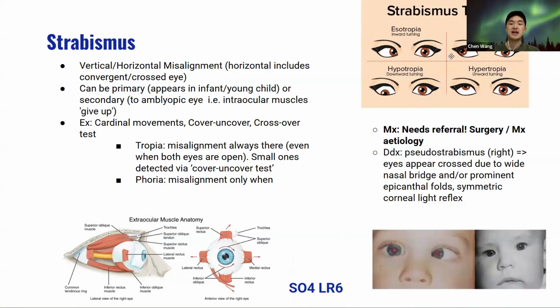There are two main types of strabismus. So there's tropia and phoria. So tropia is when the misalignment is always there, but phoria is only when you sort of break the fusion of the two eyes. We don't really need to go into too much detail, but the management is just they need referral and surgical management.